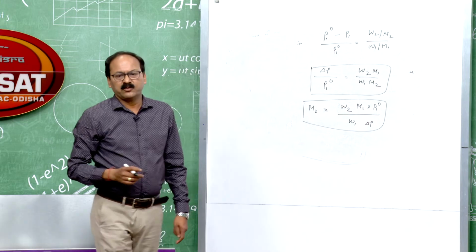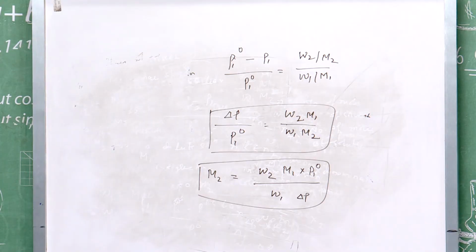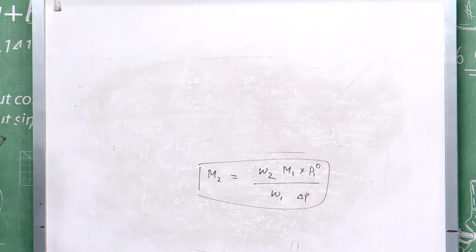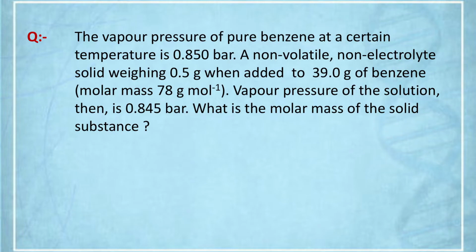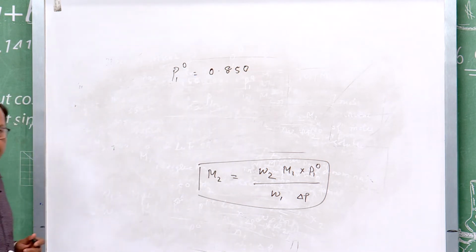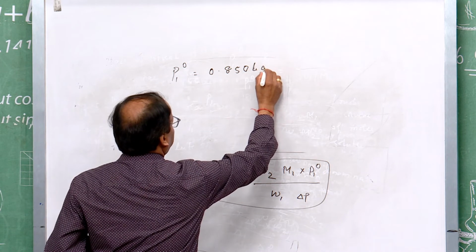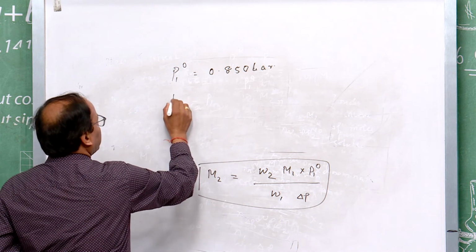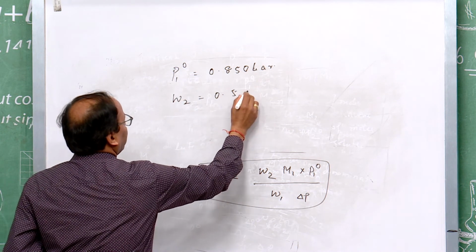Now, we will carry out a numerical, a very simple numerical based on this that will be asked in the board examination. When you go for a problem, you first look into what data are given. The vapor pressure of pure benzene at a certain temperature, that means P1° is given to you, 0.850 bar. Then the mass of the solute is 0.5 gram, that is W2 is equal to 0.5 gram.